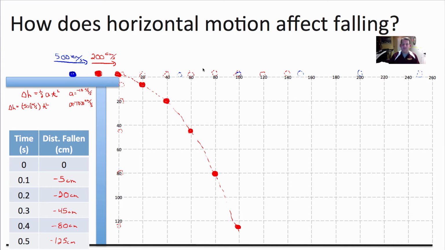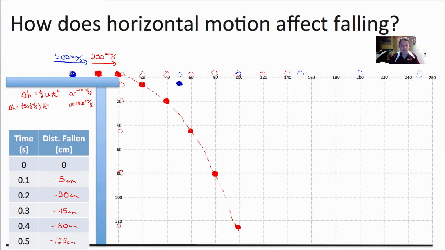So this is its sideways motion. If it weren't falling, it would do this. If it was falling, it would do the exact same thing as the red one. It would fall straight down 5, 20, 45, 80, 125. So those are already plotted. To figure out where the blue one actually got to, we know that if it's going this fast, it's going to go sideways 50 centimeters, and it's going to fall 5, just like everything else falls 5 centimeters in 0.1 seconds.